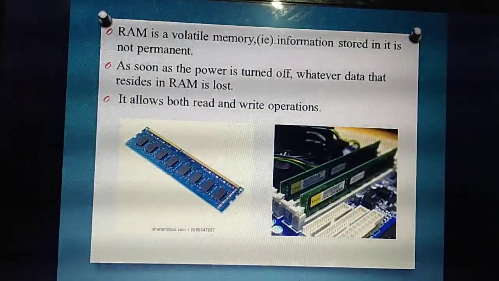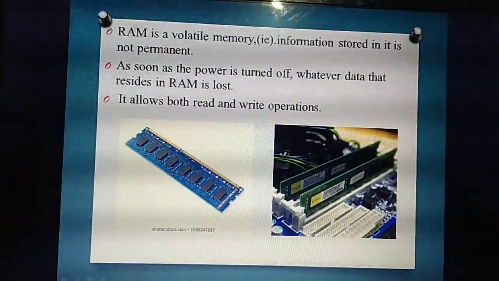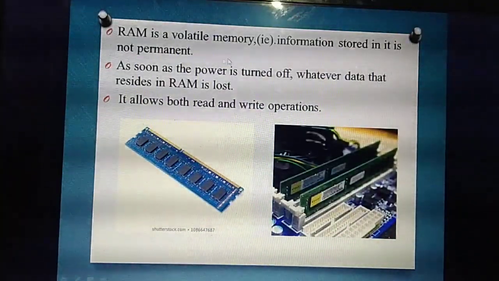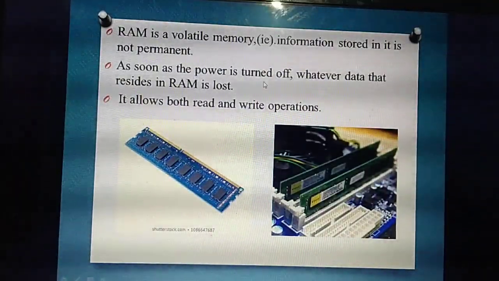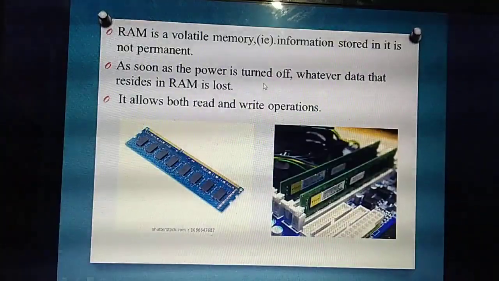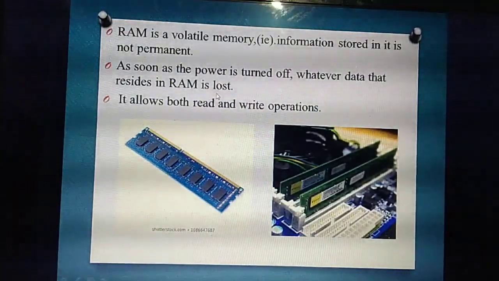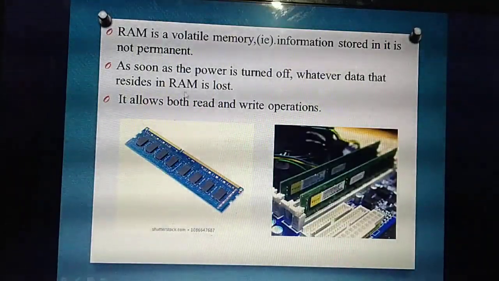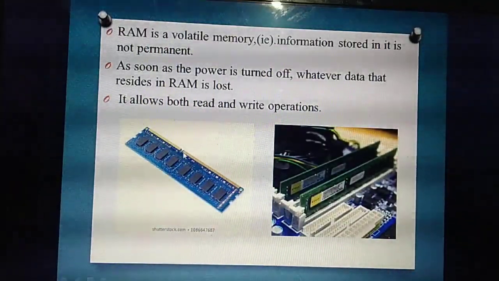Understand the difference between volatile and non-volatile? Volatile means the things stored in the memory are not permanent. So if the power goes while you are working in the system, whatever data you are storing in the RAM will not be kept, it will be lost immediately. This RAM supports both read as well as write operations.